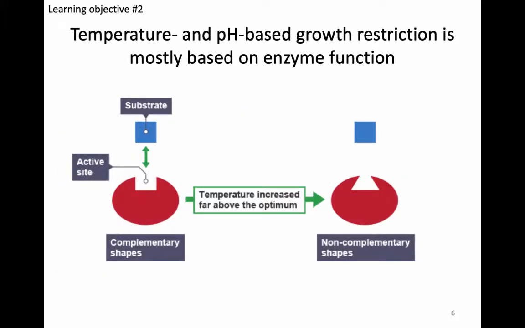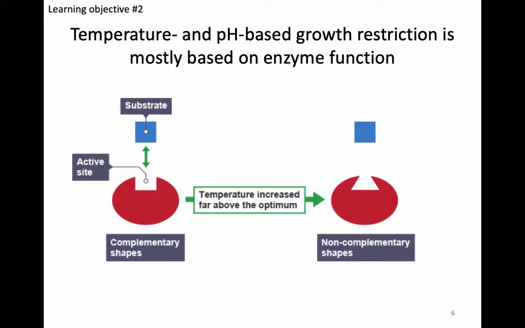These temperature and pH-based restrictions on microbes, on where they can grow and in what conditions, are mostly based on enzyme function. Enzymes are proteins in cells that help to drive chemical reactions that are essential for life. The shape of an enzyme, as shown in this figure as a red Pac-Man looking figure, is very important. If the 3D shape of the enzyme is optimum, it will fit the substrate, which will be turned into product, very tightly. If the temperature or pH at which the microbe is growing is altered, this will affect the shape of the enzyme.